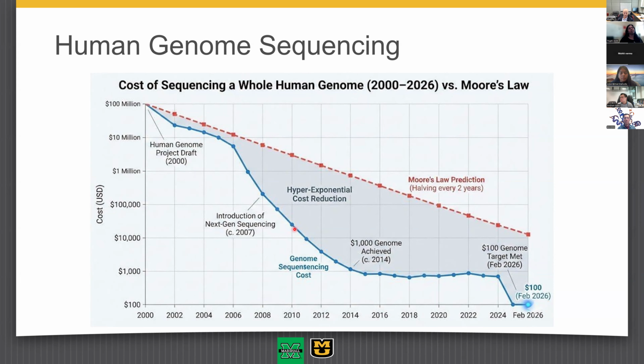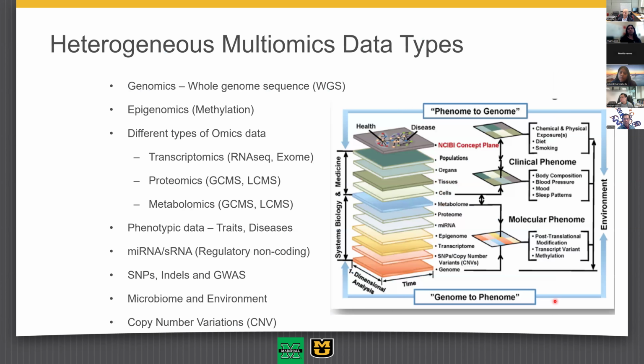What has really happened is that it has managed to beat Moore's law prediction, which basically predicted halving the cost every 2 years. And you can see we have been well below that for quite a bit of time. Now, this does open up plenty of opportunities for us.